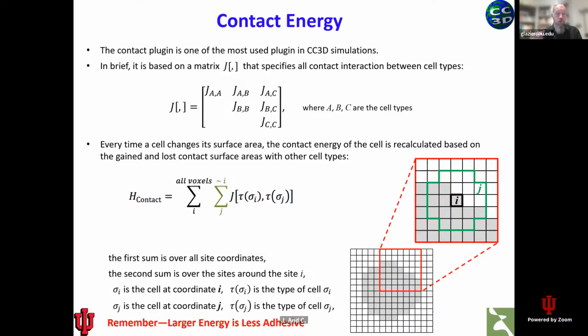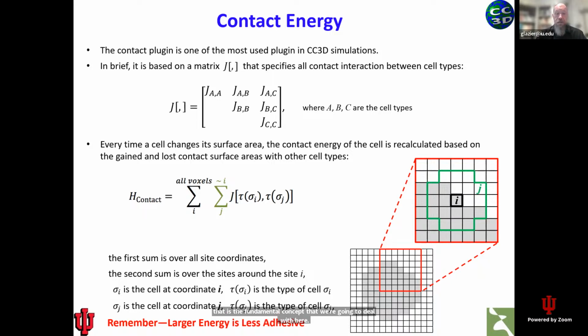If I have two objects and I bring them in contact with each other, there is some adhesion between them or some repulsion between them. If the contact energy is high, they repel each other. If the contact energy is low or negative, they adhere to each other. So that is the fundamental concept that we're going to deal with here.